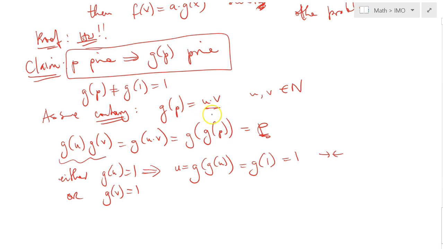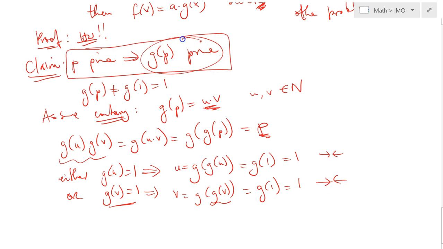Then g of p is indeed a prime, using this relation. The same thing will hold for the other case: g of v would simply be equal to g of 1, which is equal to 1. Again, the same contradiction happens. So therefore, we have found that when p is prime, g of p is also a prime.